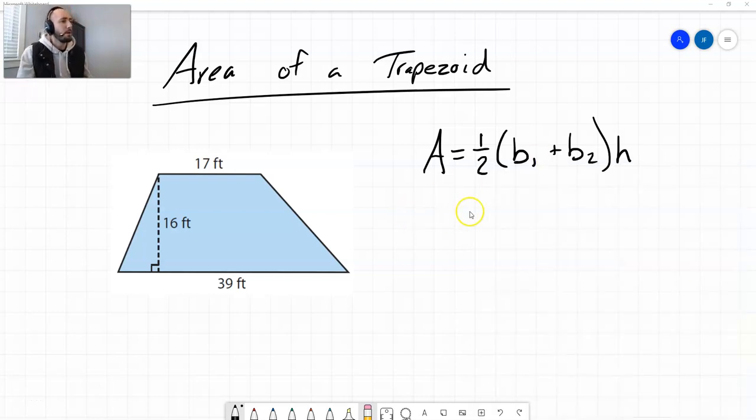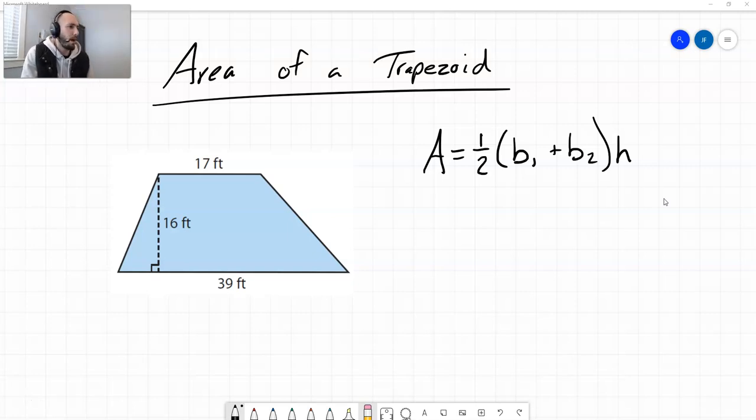What's up, everybody? Today we are talking about the area of a trapezoid. So we've got a trapezoid depicted here. This one happens to be a scalene trapezoid, meaning the two non-parallel sides are not congruent. But this formula is going to work the same for an isosceles trapezoid as well. Doesn't matter what kind, this formula will work.